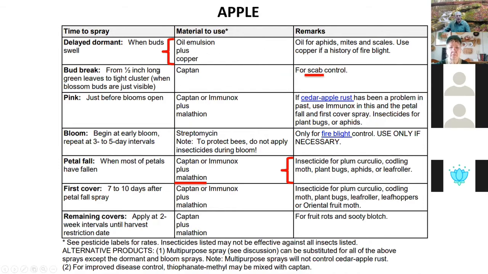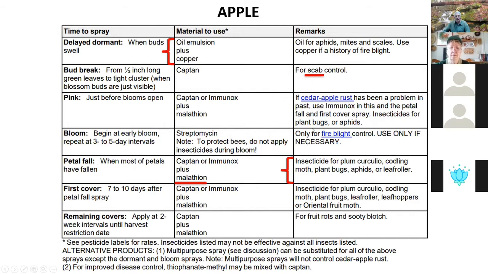What's it controlling? Well, with apples, one of the most important insect sprays I tell homeowners that they can make is this delayed dormant spray with an oil emulsion plus copper. Get you right off the bat in terms of controlling those scale and crawling insects, and also any of these fungal diseases right off the bat. And then bud break for scab control, which can be a problem in an orchard.